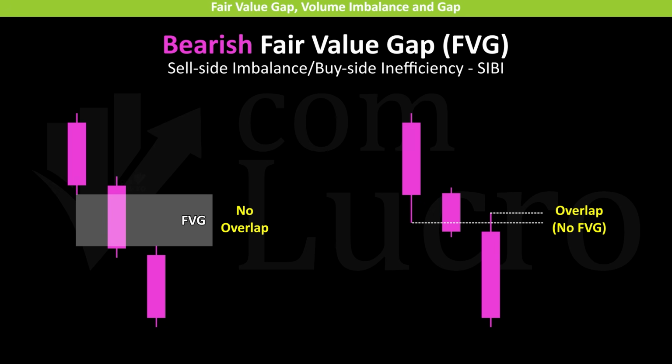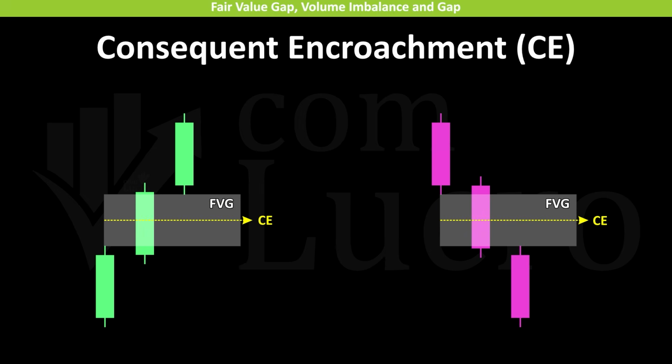Another important concept related to fair value gaps is known as consequent encroachment. This simply refers to the midpoint of the fair value gap, or the 50% level of the gap. Fair value gaps can act as areas of support and resistance, similar to other structural levels. Because of this, it is important to observe how price reacts to the boundaries of the fair value gap and to the consequent encroachment level.